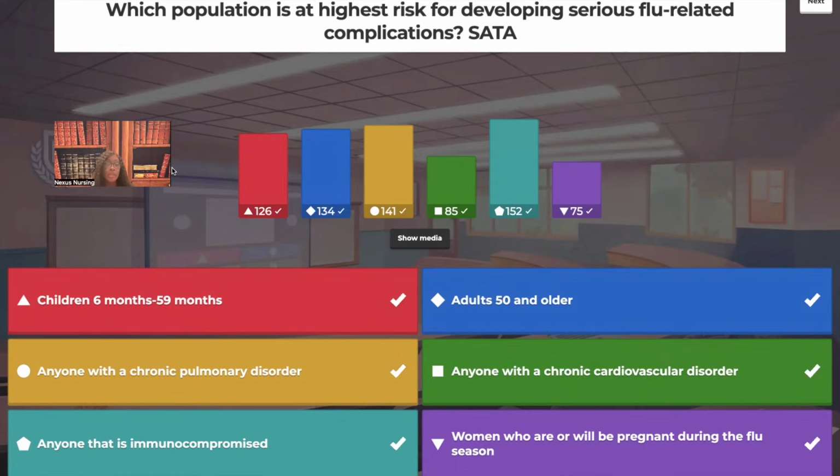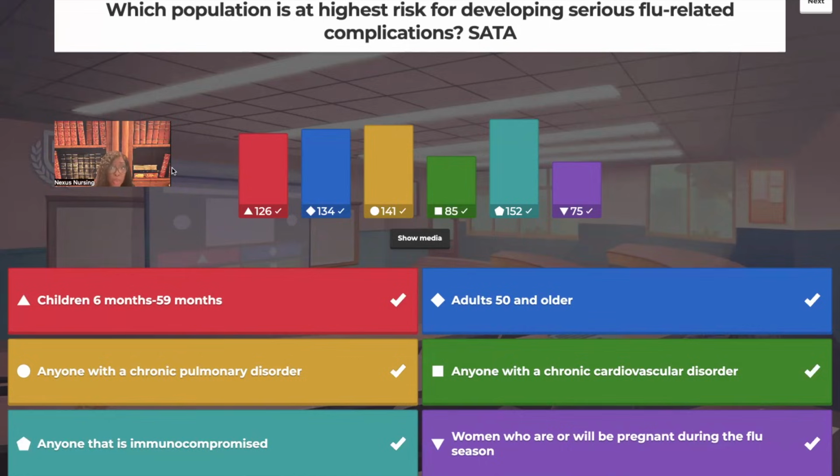Any child that's 6 months, because that's the earliest they can get it, 6 months to 59 months, adults 50 and older. Just think about it. The very, very young or very, very old, they're going to be at risk for complications from the flu. Anyone with a chronic pulmonary disorder, I'm talking about asthma, emphysema, bronchitis, anyone with a chronic cardiovascular disease, any type of heart disease, anyone immunocompromised, HIV, AIDS, cancer patients that are getting chemotherapy, right?